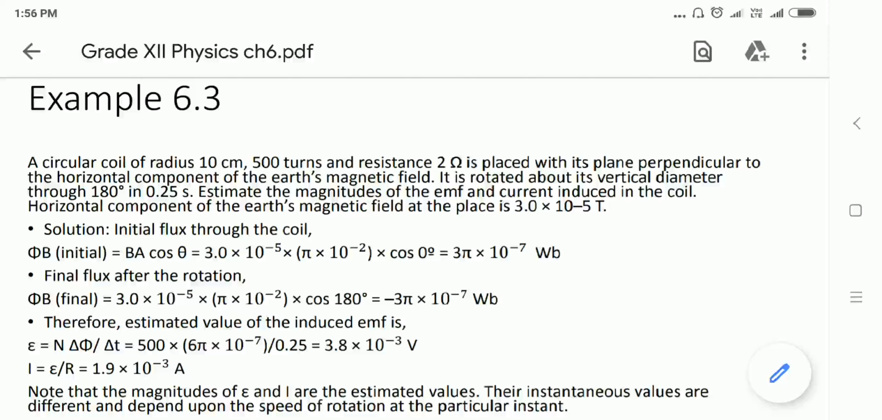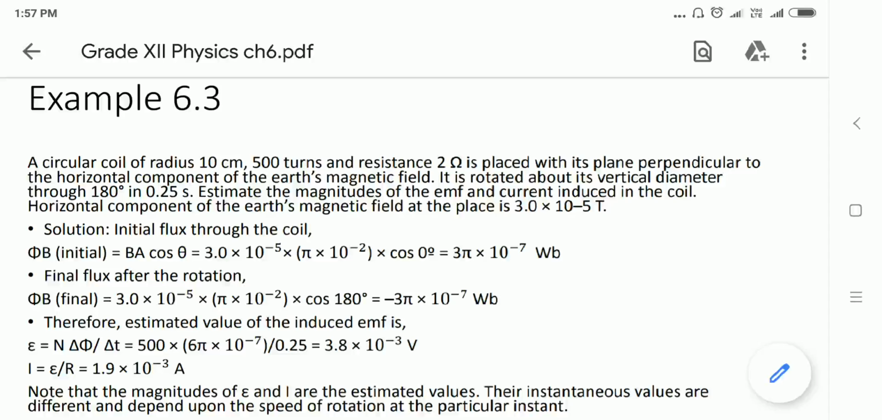Now, after the rotation, it has reached 180 degrees after 0.25 seconds. So final flux is B, that is 3 into 10 raised to minus 5, A is pi into 10 raised to minus 2 and cos 180. Cos 180 is minus 1. So the resultant one is minus 3 pi into 10 raised to minus 7 Weber.